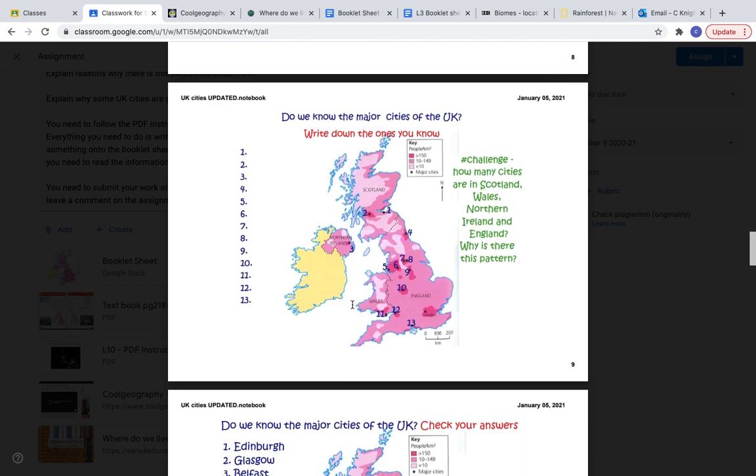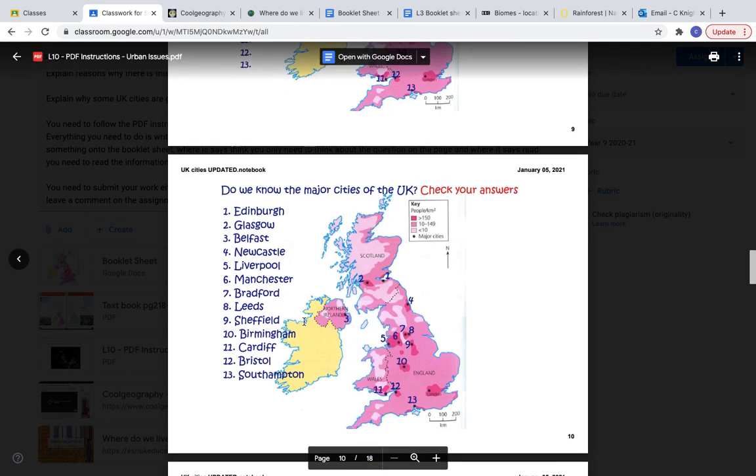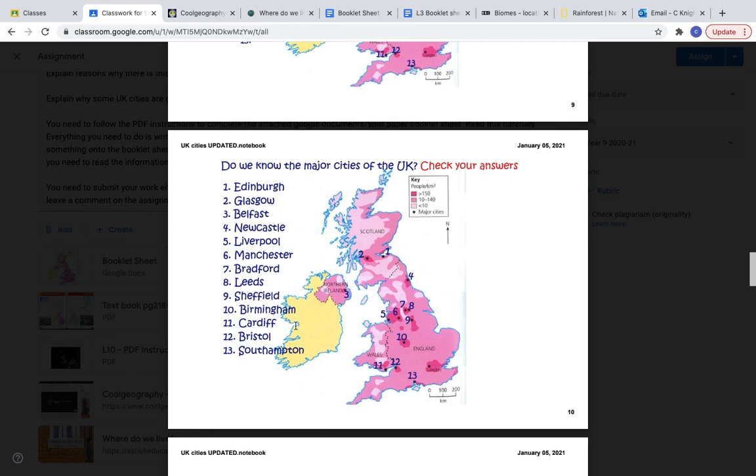So then after you've done that, we're going to check our answers. So this is the red bit here, check your answers. You write in the ones that you haven't got or you got wrong to make sure you have these for later on.